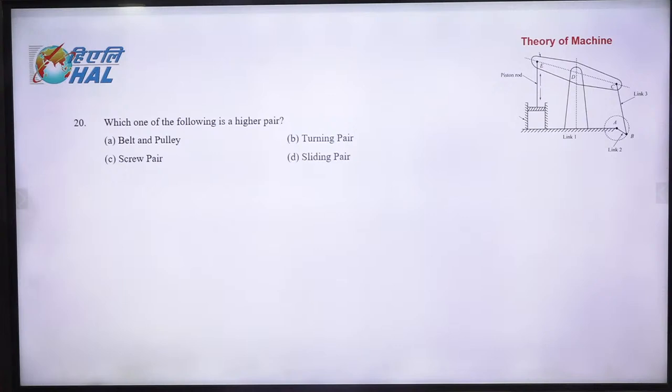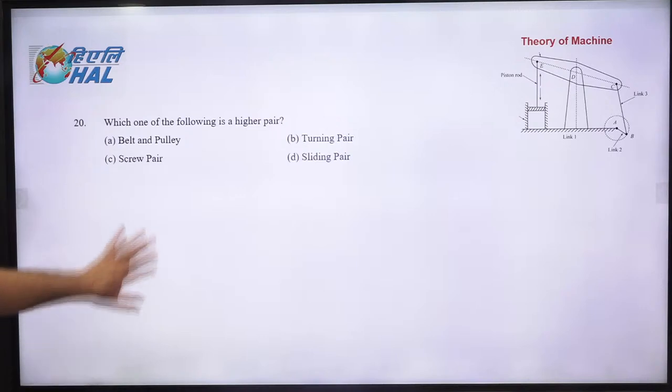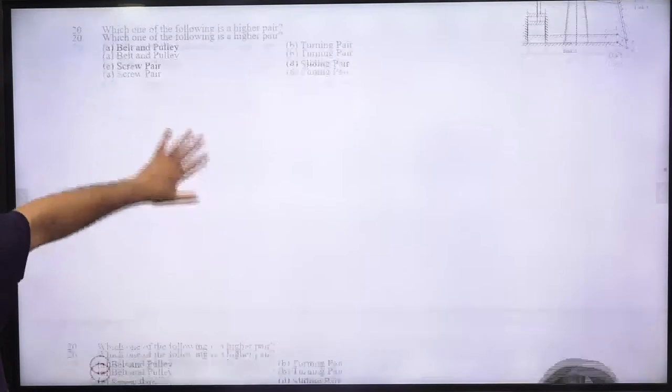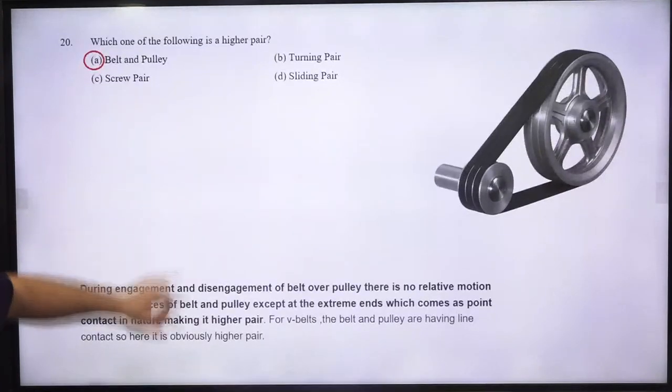Which of the following is a higher pair? What do you think, which one of the following is the higher pair? Okay, so belt and pulley is the only example of higher pair. So remember, this is a very, very important information. Belt and pulley is higher pair. All others are lower pair.